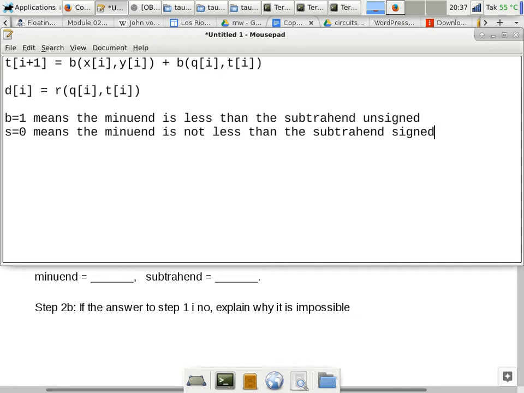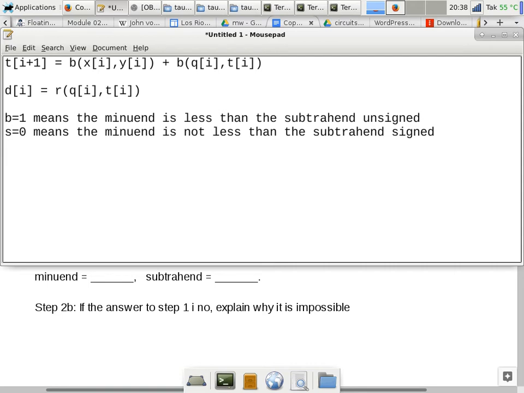The minuend is less than the subtrahend in the unsigned interpretation, but it is not less than in the signed interpretation. That is the key. So you have to cross the sign border in order for this to work. So let's see if this will work. So I'm going to try this one.